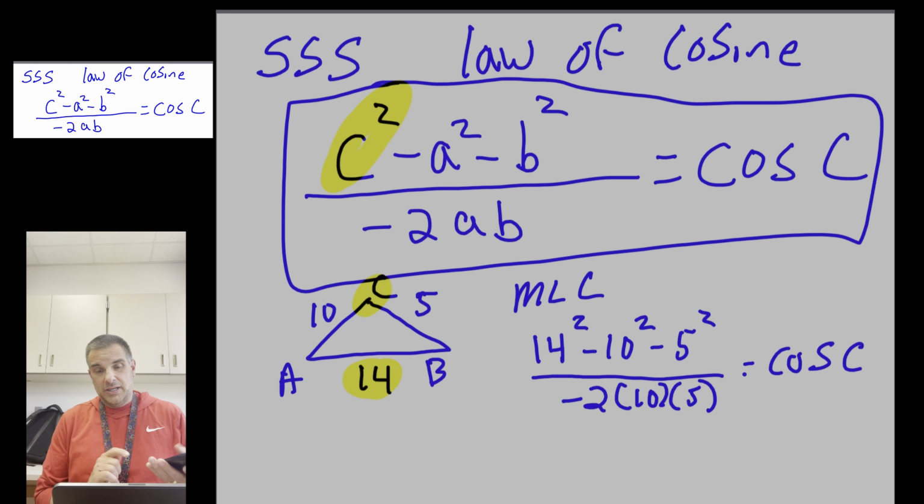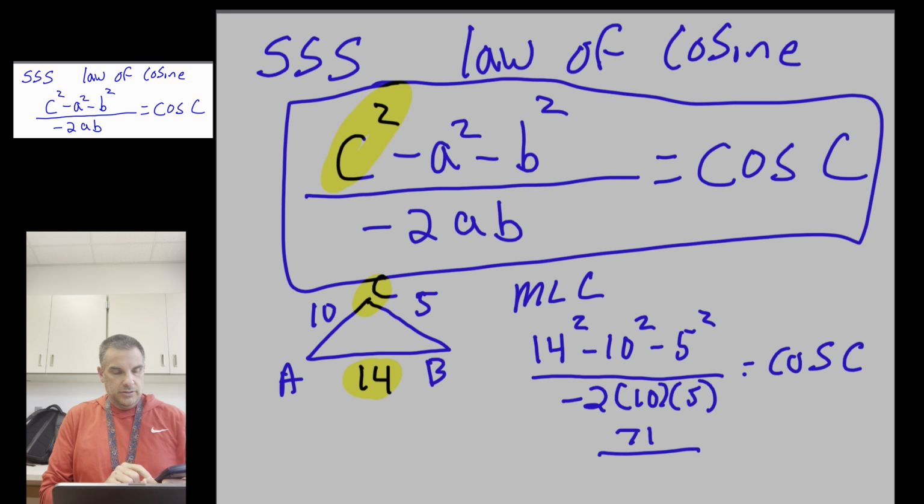Now, when I do this one on the calculator, I like to do the top first, and this is the way you should do it. Go 14 squared minus 10 squared minus 5 squared. In this case, you get 71 over, now do the negative 2 times 10 times 5, and that gives you negative 100. That's going to equal the cosine of C. Now we're just going to leave it like that.